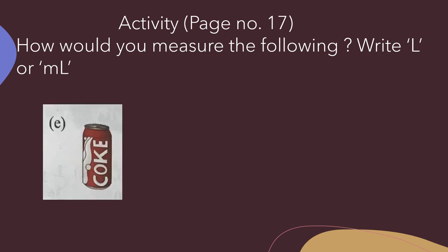Now beta in E part, what is given to us here? A Coke can is given to us, and we have to tell how we can measure it, in liters or milliliters. So here you can see this Coke can is smaller in size, that's why it has smaller capacity, and we measure smaller capacities in milliliters. Okay, so Pepsi in a tin or can, we measure it in milliliters. Okay beta.